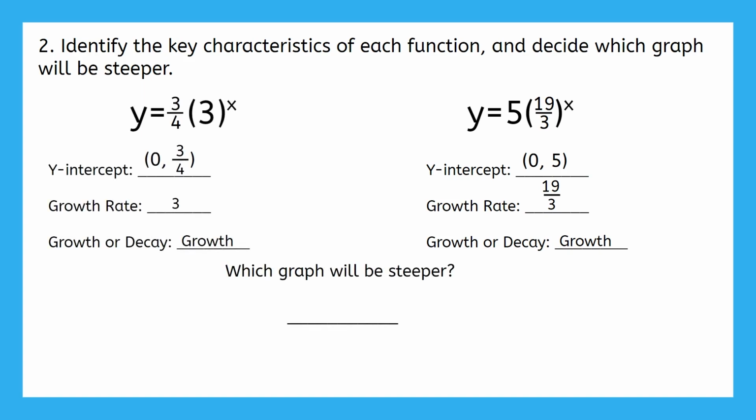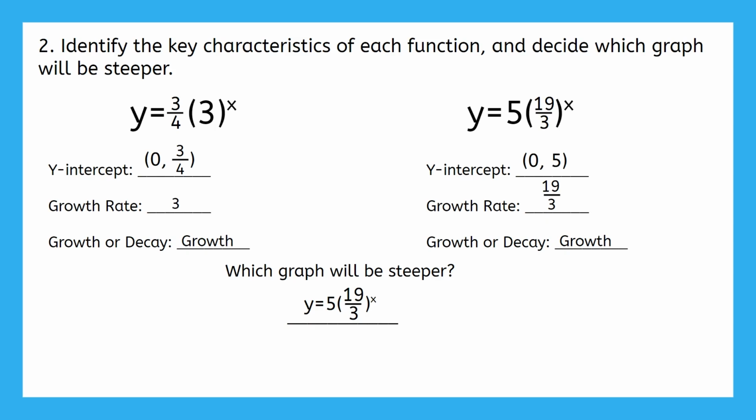Lastly, we need to figure out which graph is steeper. How do you think we could tell which graph is steeper? Well, since they both represent growth, it's a matter of which one is growing faster. Which b value will increase more quickly? It's going to be the larger number. In this case, 19/3 is over twice as large as 3, and that means the graph for y equals 5 times (19/3) to the x power is steeper.